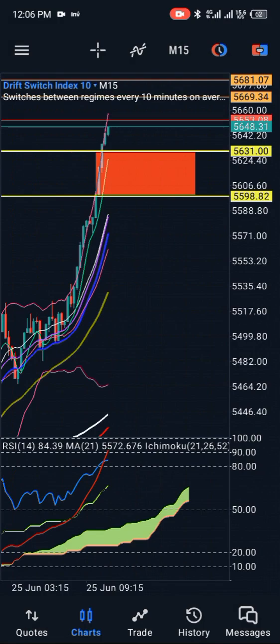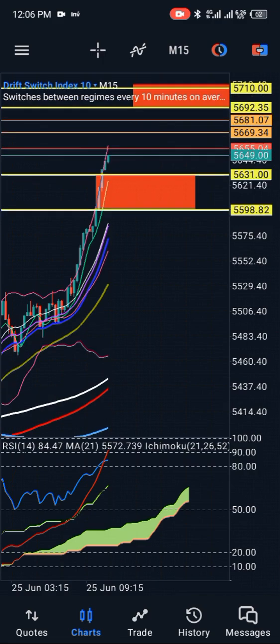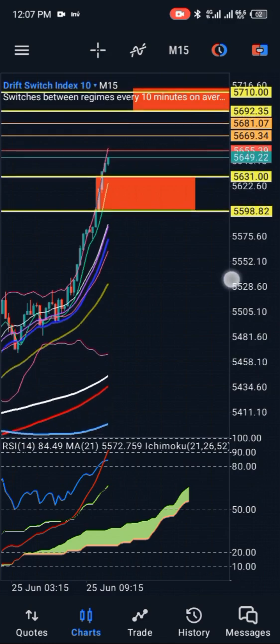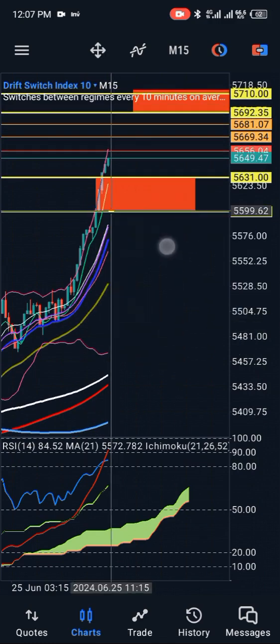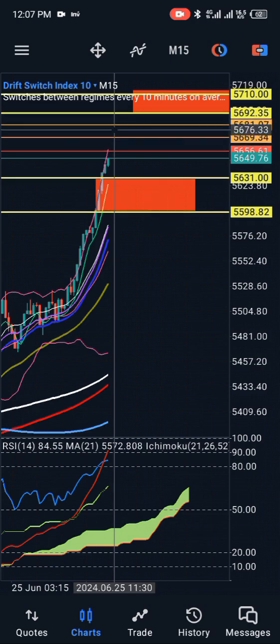Okay, back to my chart. I knew this was going to happen. This is a push up. It pushed over this zone, 5598 to 5631. This is the 15 minutes time frame, and I applied my little sense to get this zone mapped out, 5670 to 5682.